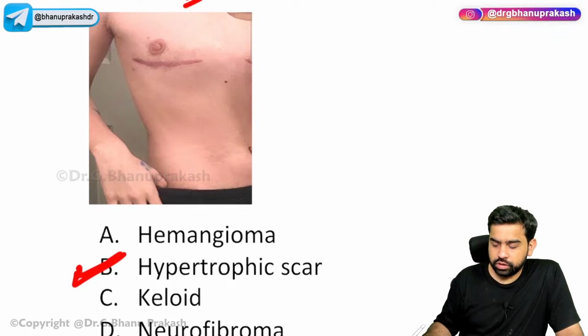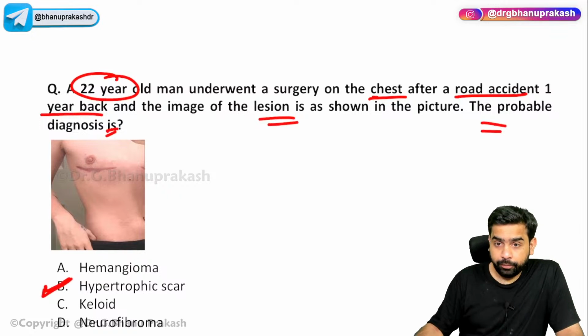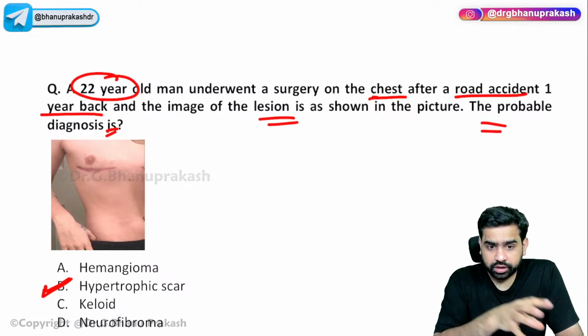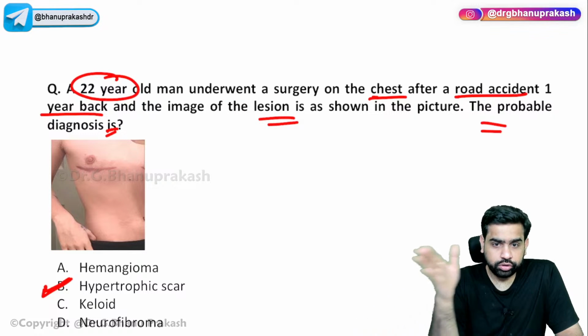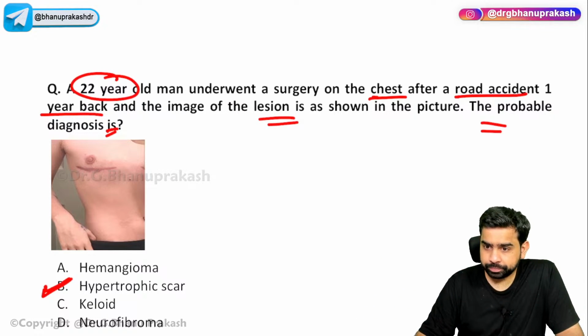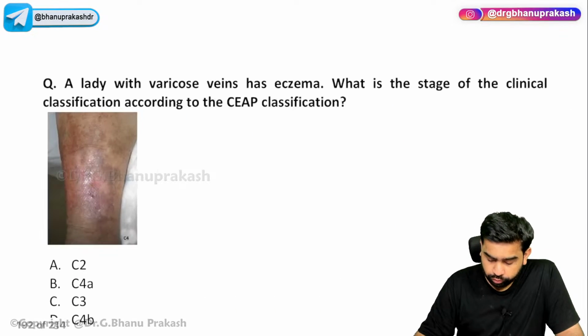So what is the basic difference between a hypertrophic scar and a keloid? In the hypertrophic scar, the scar is limited to the boundary. In the keloid, the scar goes beyond that particular boundary. So this is a hypertrophic scar. I hope you have understood this particular point, guys. Now, let's move on to the next question.